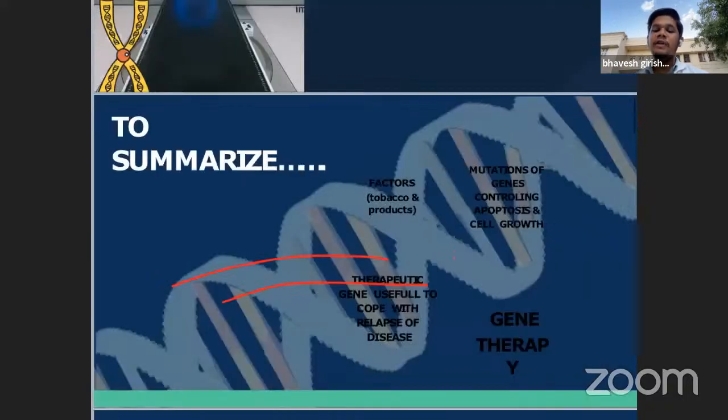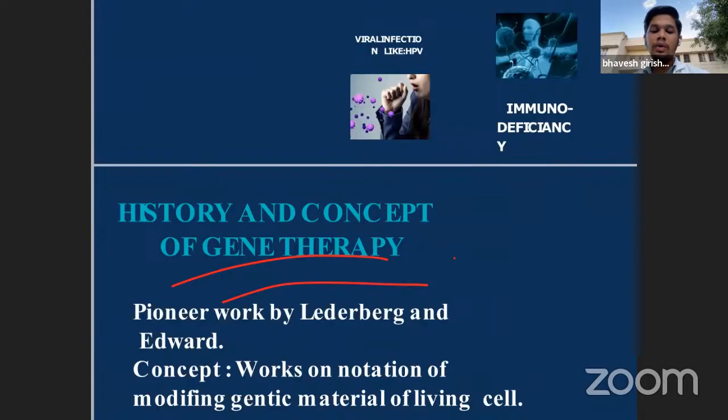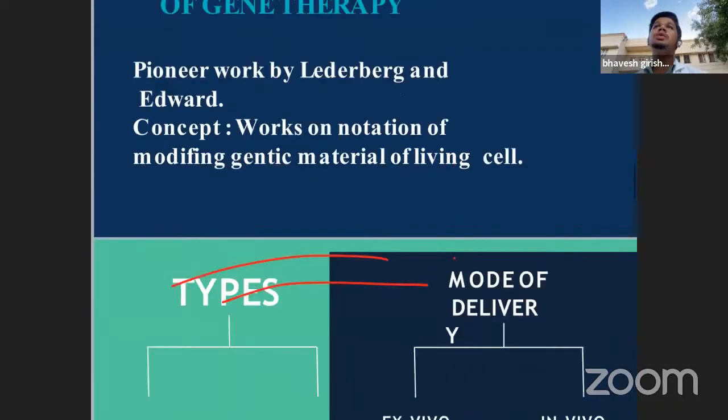To summarize, factors like tobacco and alcohol and its products mutate the genes controlling apoptosis and cell growth. Here comes gene therapy. It acts as a therapeutic; it introduces a therapeutic gene which is useful to cope with and prevent relapse of the disease. The etiological factors are alcohol, tobacco, dietary factors, sedentary lifestyle, early exposure of youngsters, immune deficiency, and viral infections like HPV. These all can lead to oral squamous cell carcinoma.